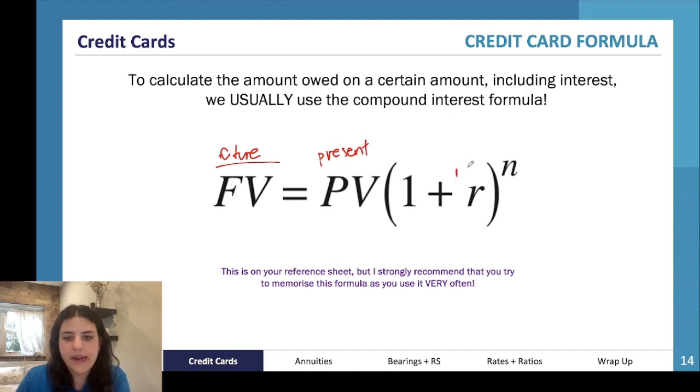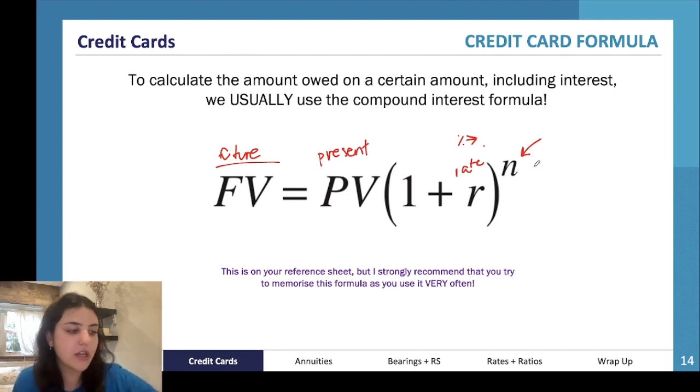This is the rate. It's usually represented as a percentage, and then we want to convert it to a decimal. And this is the number of time periods. With credit card questions, it's usually representing the number of days.